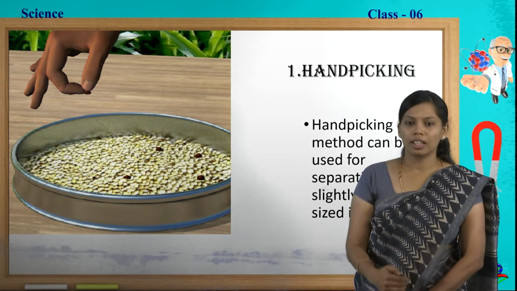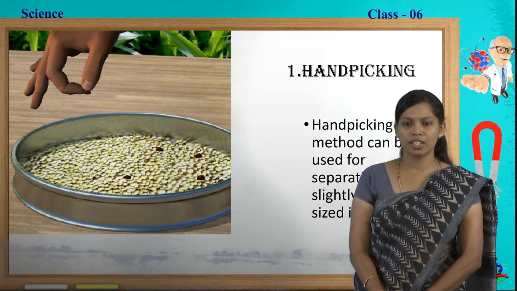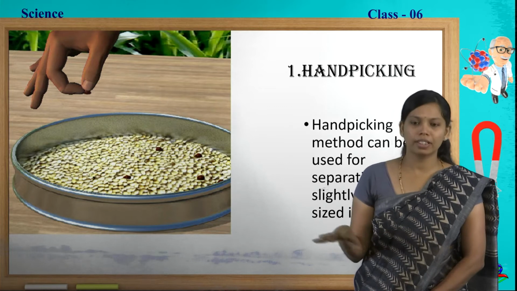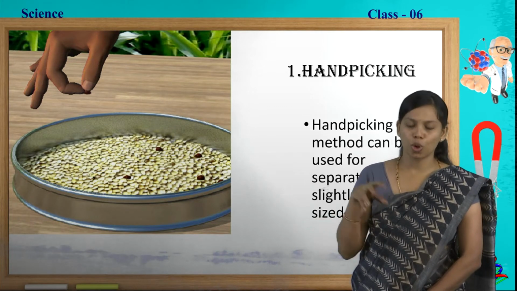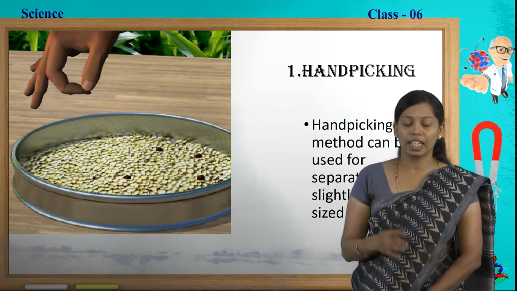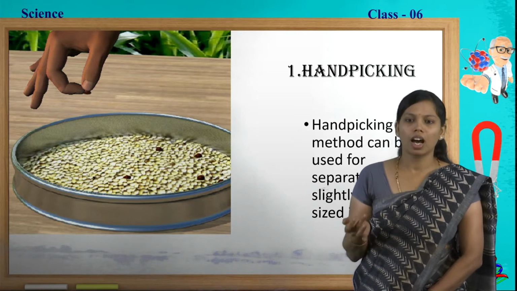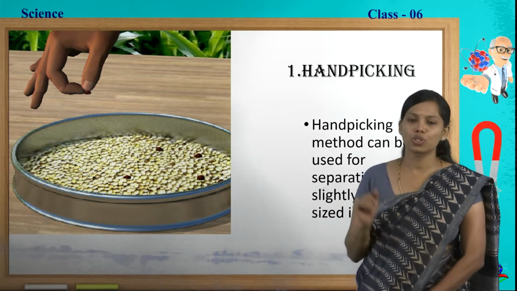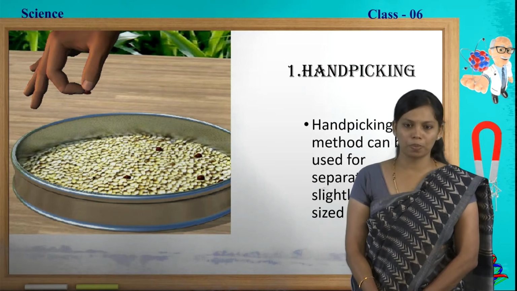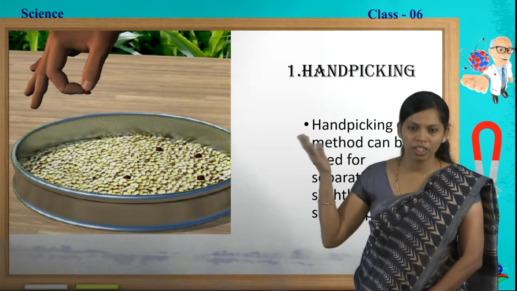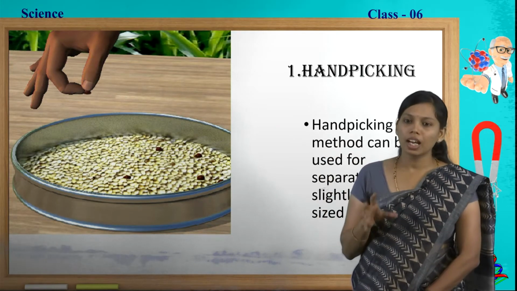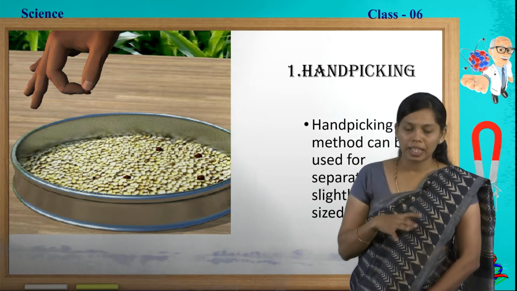What are the steps involved in agriculture? First, farmers will prepare the soil. After that, they sow the seeds. After that, irrigation, weeding, harvesting, and at last storing the harvested crops so that they can use them for future use. In the harvesting, there are many steps.